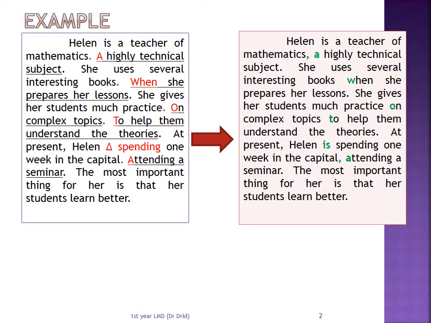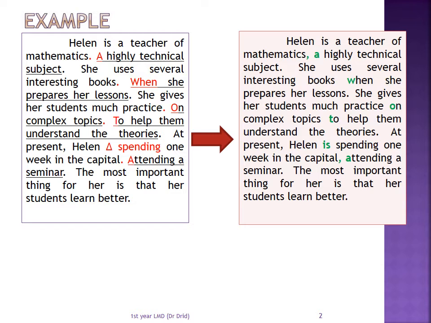She uses several interesting books when she prepares her lessons. This is a complex sentence. We shouldn't divide its parts. The fragment is just the second part of the sentence. She gives her students much practice on complex topics to help them understand the theories. On complex topics is a phrase which is related to the previous part. To help them understand the theories, this is the purpose. So in order to fix these two fragments, we just dropped the capital letter and the full stop and changed the capital letters into small letters.